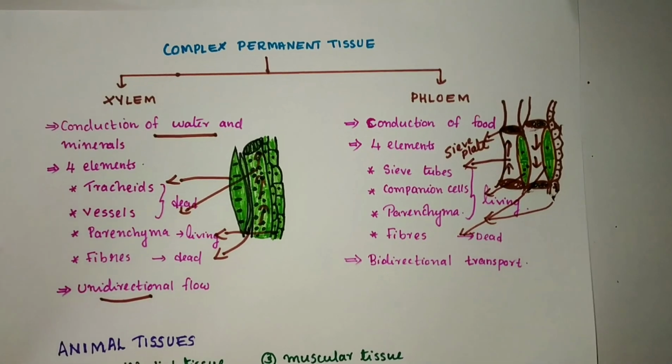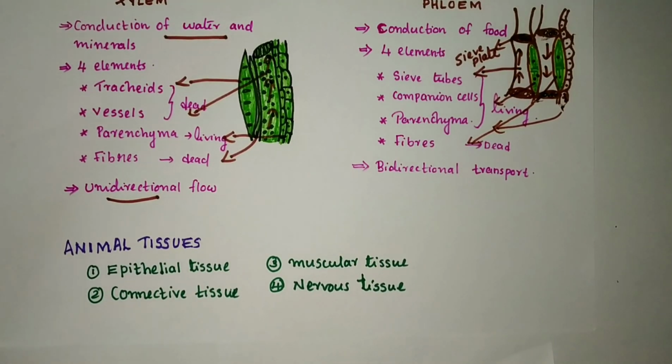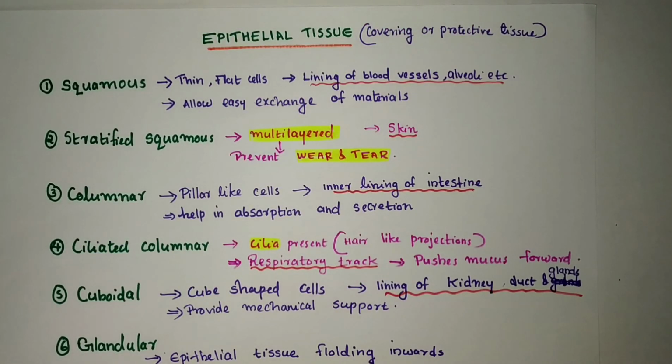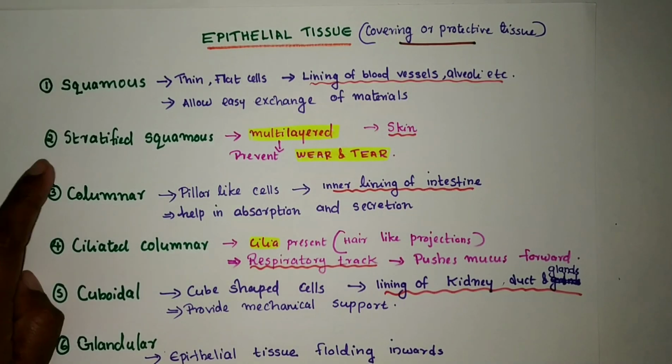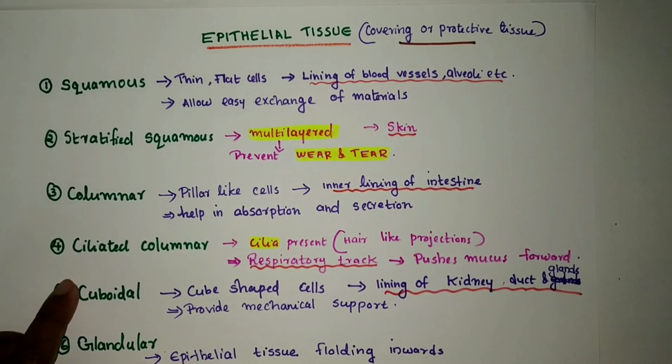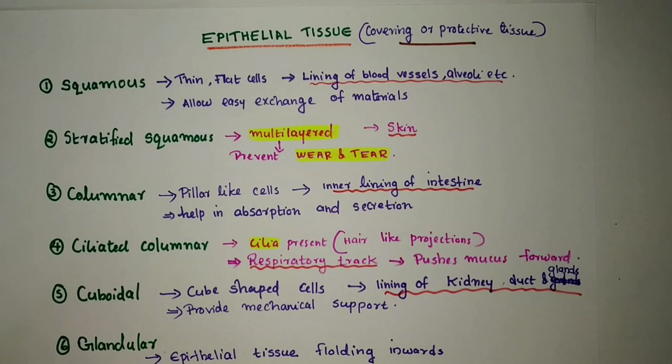Next we will be discussing animal tissues. There are 4 types of animal tissues: epithelial tissue, connective tissue, muscular tissue and nervous tissue. The first type of animal tissue is epithelial tissue, which is also known as covering or protective tissue. And epithelia perform different functions in different parts of the body. Epithelial tissue is divided into 6: squamous epithelium, stratified squamous epithelium, columnar epithelium, ciliated columnar epithelium, cuboidal epithelium, and granular epithelium. One by one we'll be discussing the different types of epithelial tissue.